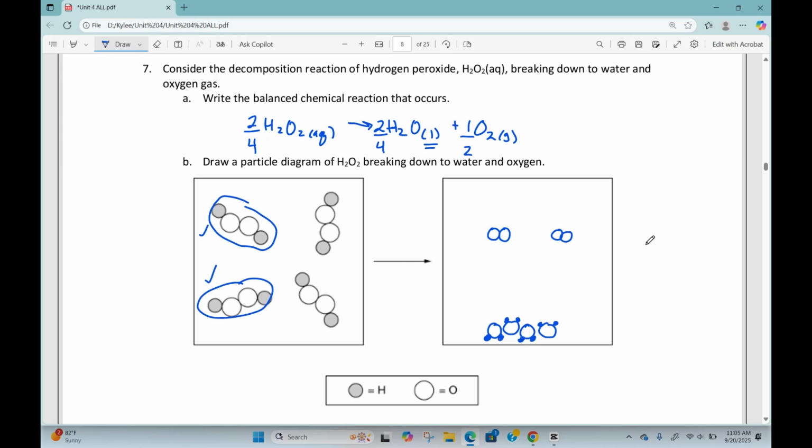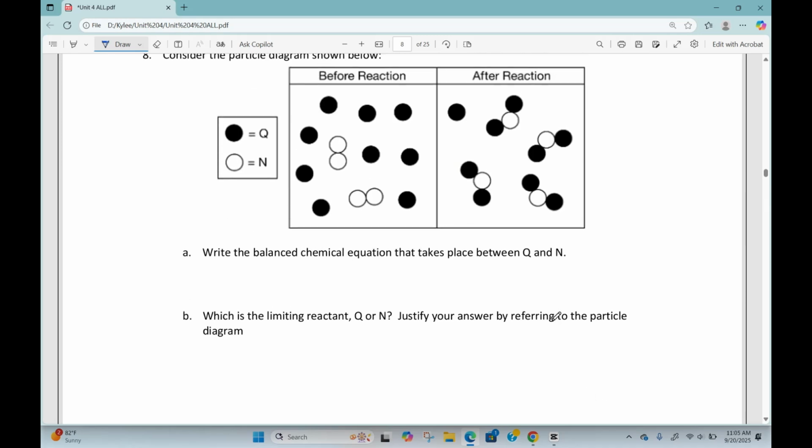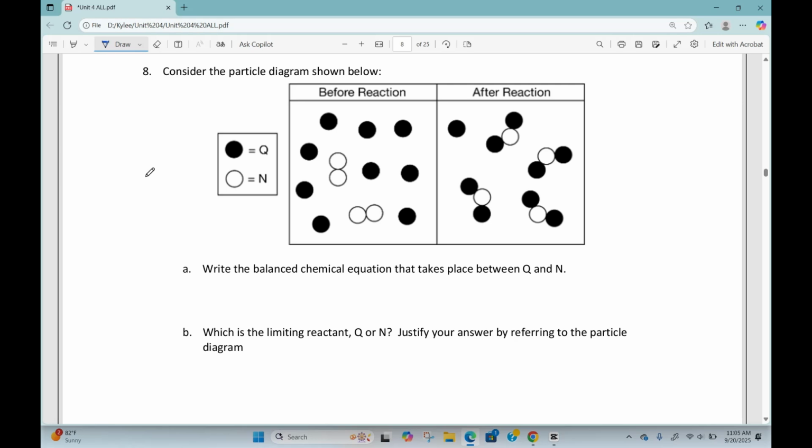All right, let's look at, I think, last example. It says, consider the particle diagram below. They give us the particle diagram and they want us to write what's happening. It says that takes place between Q and N. So Q, they've told us, is the shaded, and that looks like a monoatomic element. So Q plus, I have, the N looks diatomic the way it's drawn because there's 2 atoms together. So I'm going to represent that in my diagram, or in my balanced equation.